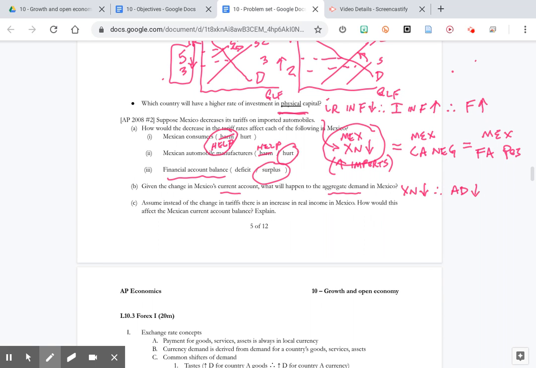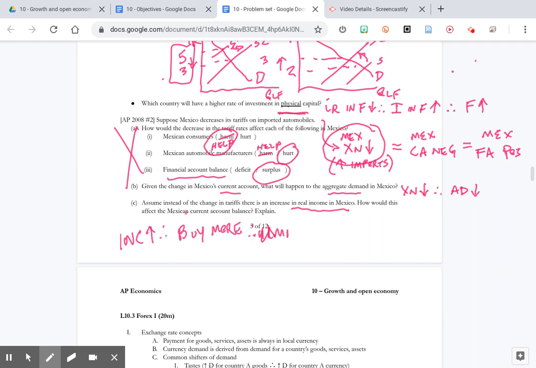Assume instead of the change in tariffs, there's an increase in real income in Mexico. So in other words, ignore all that stuff. How would this affect the Mexican current account balance? Explain. This one's a little bit hard to understand as well, but think about it like this. If Mexican people have more income, then they're going to buy more. So income increases, therefore they buy more. And if that's true, they're buying more of everything.